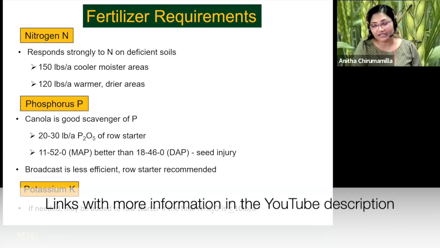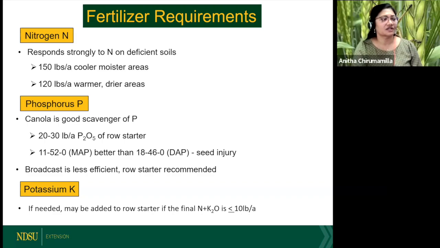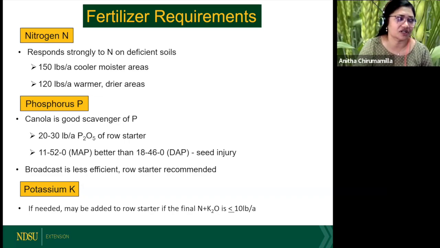So coming to the fertilizer requirements, canola is very high on nitrogen use, and most of the nitrogen, phosphorus, and potassium recommendations for canola are very close to the small grain requirements. Canola responds very well to nitrogen applications on deficient soils, and for cooler, moister areas, the recommendation is 150 pounds per acre, and for warmer areas, 120 pounds per acre is recommended.